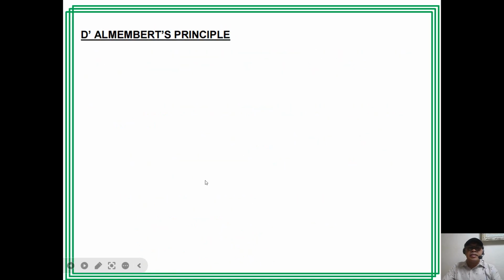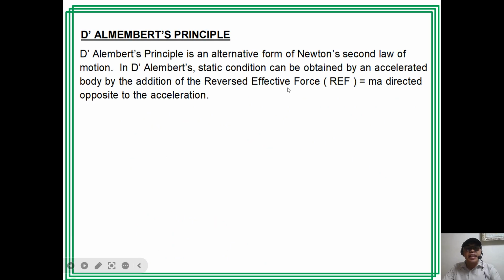Okay. So, D'Alembert's principle is an alternative form of Newton's second law of motion. Actually, D'Alembert's principle and Newton's second law are just the same. Only that, D'Alembert's principle says that a static condition can be obtained for an accelerated body by the addition of the reverse effective force. And the reverse effective force is equal to the mass of the body times the acceleration, and that is directed opposite to the acceleration.